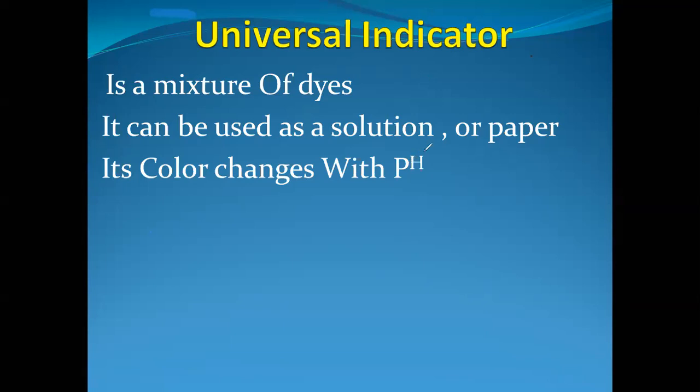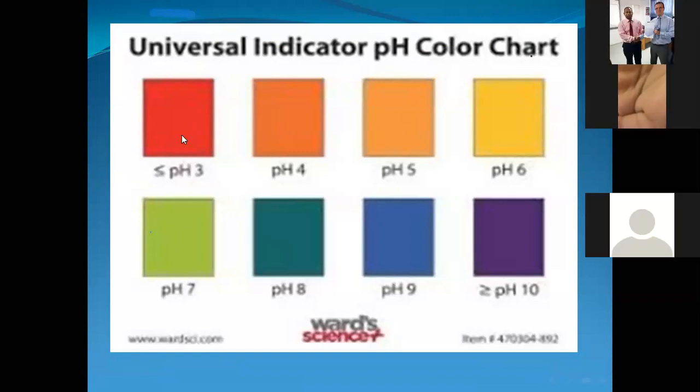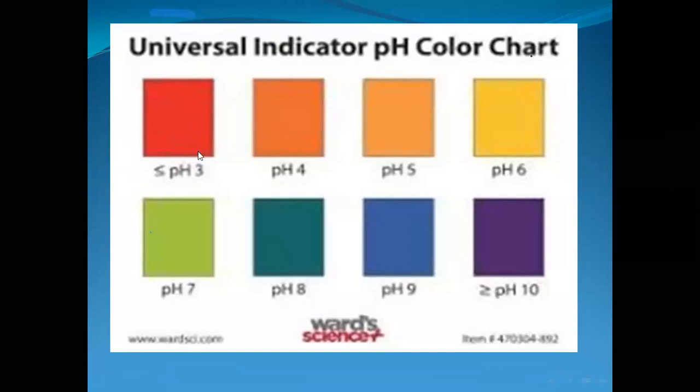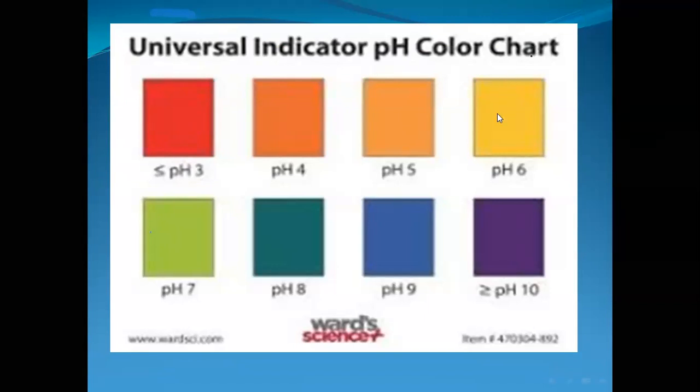What does it mean? If you look here, you can see the universal indicator pH color chart. If you have this color, what does it mean? Red, the first one. This means you have an acidic solution, pH 3 or less than 3. If you have this color, the last one, what does it mean? Yes, pH is equal to or more than 10. This color, what does it mean? pH is 6, okay, and so on.